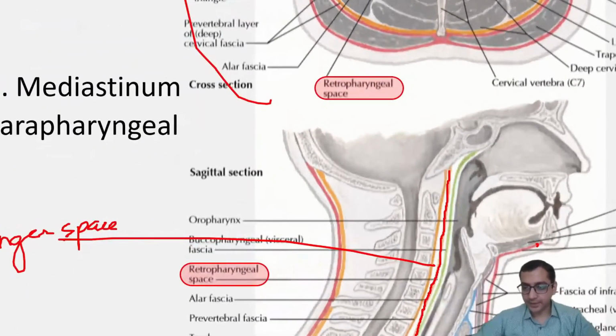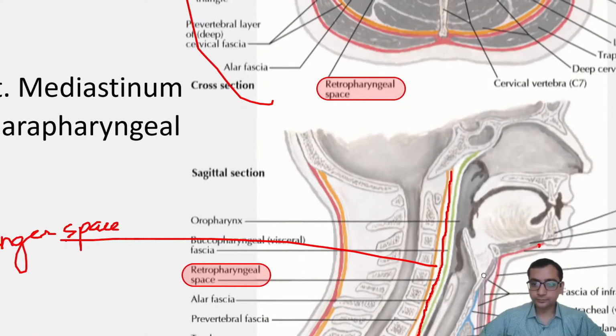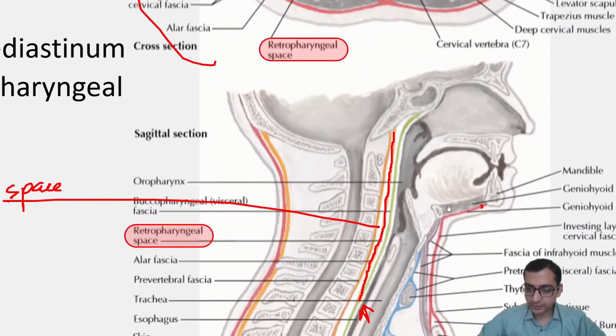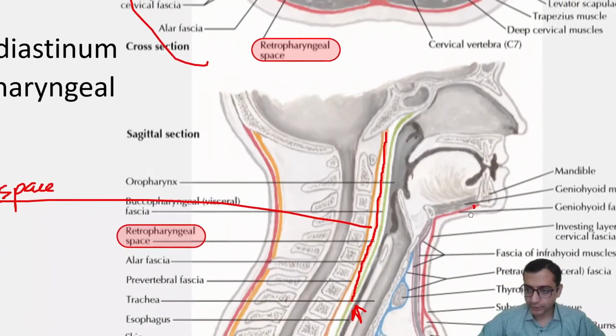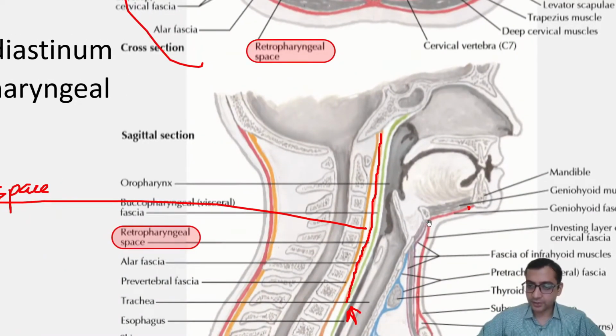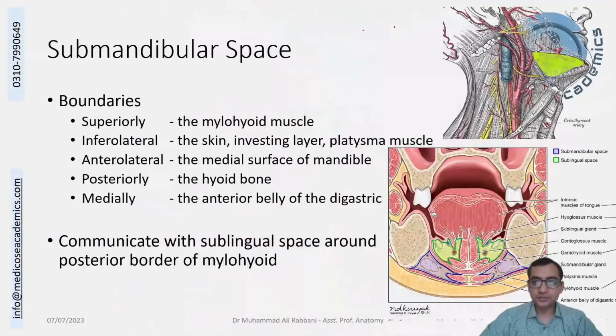Above, the upper and lower margins: above will be the mylohyoid muscle, and below it will be the investing layer of deep cervical fascia. So this is the submandibular area, shown right here. Below is the investing layer, above is the mylohyoid. So this is the submandibular area.